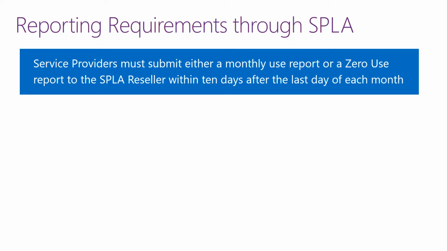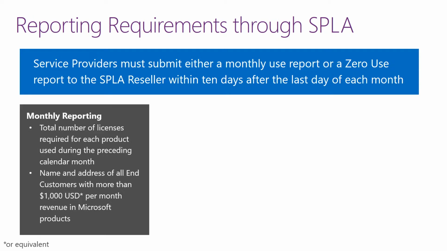The report of either type must be submitted to the SPLA reseller within 10 days after the last day of each month. And note that if the service provider has included affiliates under his SPLA, then the report should include the licenses for these organisations as well. If there is usage, then the monthly report needs to show the total number of licenses required for each product used during the preceding calendar month. In addition, the service provider needs to detail the name and address of all end customers with more than $1,000 or the equivalent per month revenue in Microsoft products.